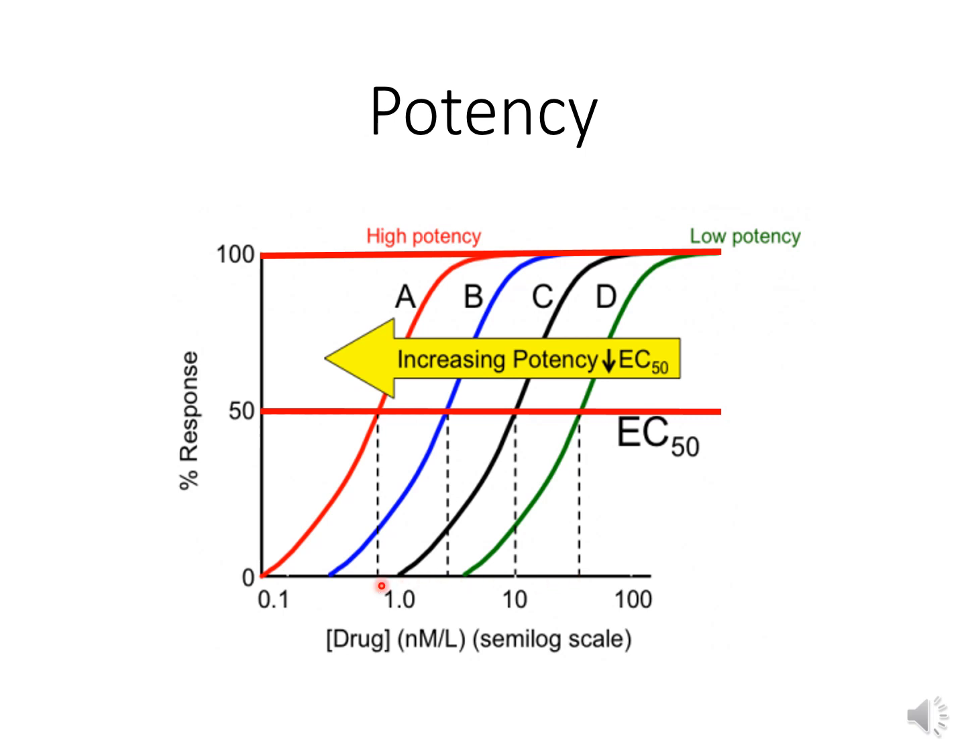As we can see here, drug A needed a lower dose or lower concentration to produce the same effect produced by drug B, which is less than drug C, which is less than drug D. In this case, we say drug A has higher potency compared to drug D because it has lower EC50.